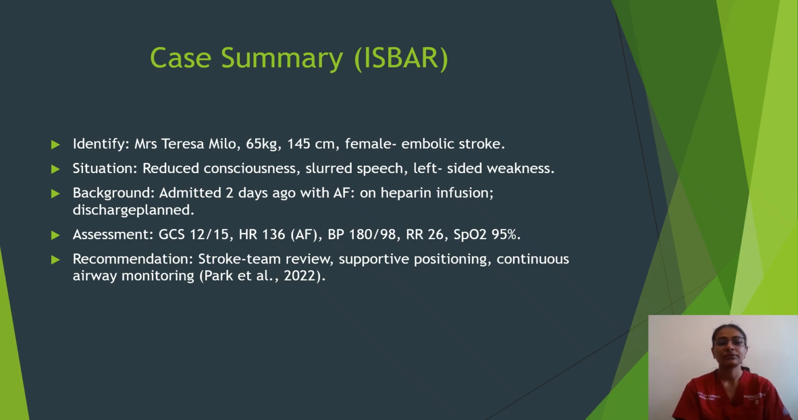Next, assessment. Her Glasgow Coma Scale score is 12 out of 15. Her heart rate is 136, atrial fibrillation. Her blood pressure is 180 over 98, which means hypertension, and her respiratory rate is 26 breaths per minute, which is also increased, and her saturation is 95%, which is just on the borderline. Next is recommendations. Stroke team reviewed, supportive positioning provided, and continuous airway monitoring, Park et al. 2022.